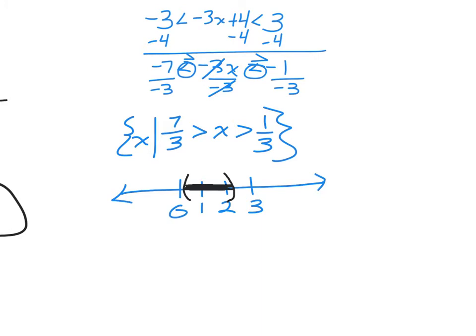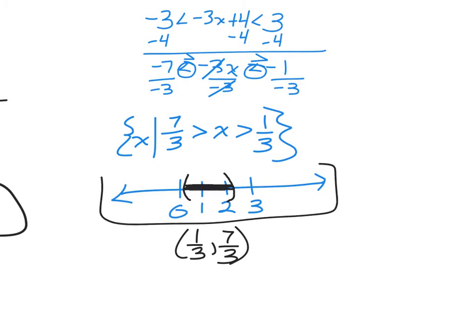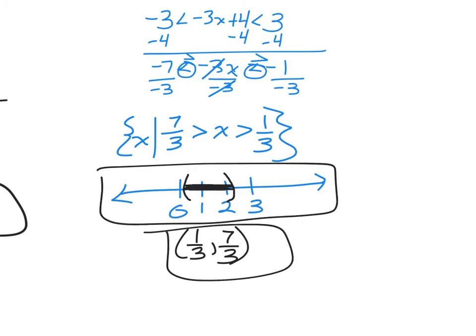And so in interval notation, the first number on that interval is 1/3. The second number is 7/3. So be careful there. The smaller one needs to go first. And both get parentheses. So there are the three parts of the answer that I could ask you for.